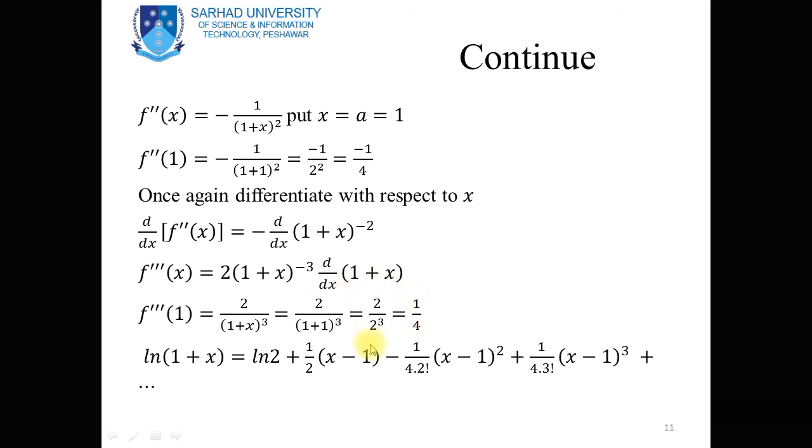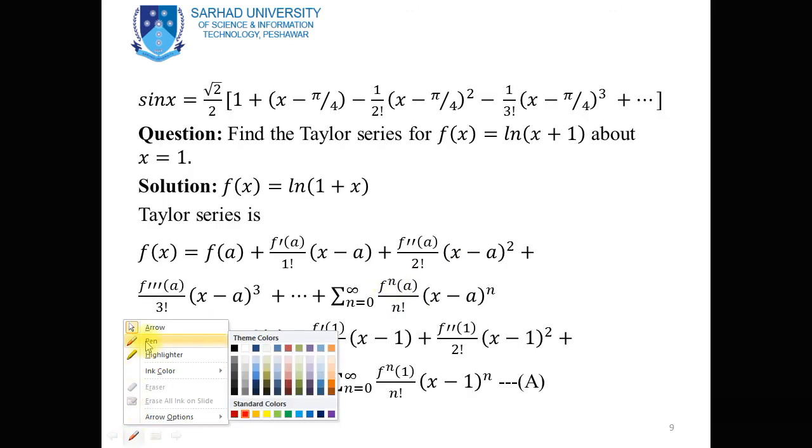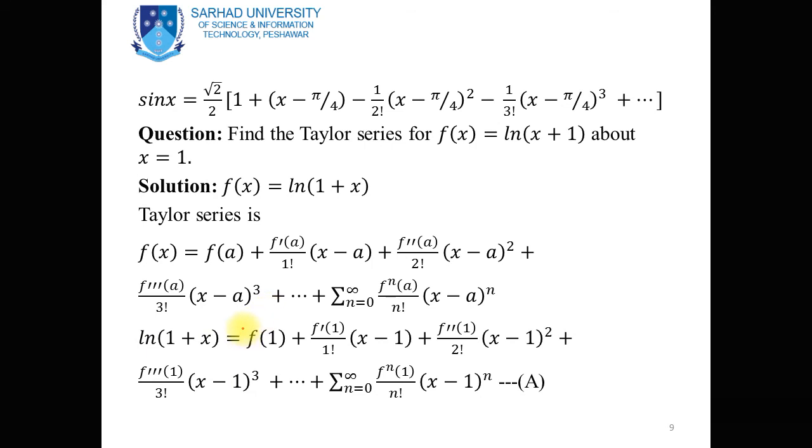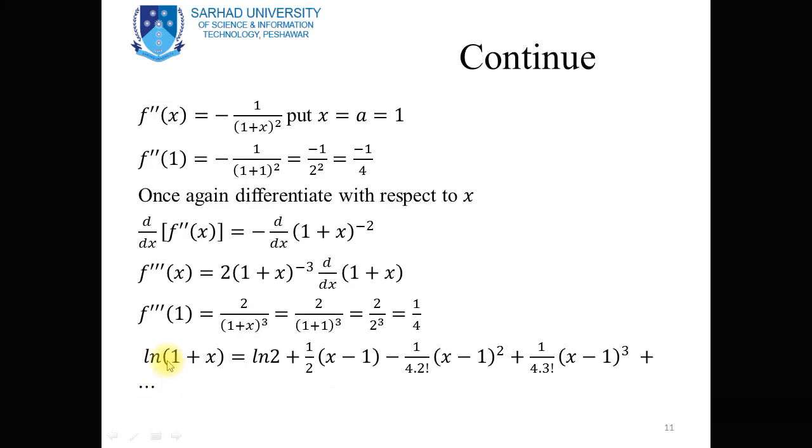Now putting all these results in this Taylor series, you see over here, this is actually the Taylor series. Putting all these terms, dear students, note that putting the value of f of 1, the value of the first order derivative at x equal to 1, the second order derivative value of the function at x equal to 1, and the third order derivative of the function at x equal to 1 in this series, we will obtain the Taylor series of the given function log of (1 + x) is equal to log of 2 plus 1 over 2 into (x minus 1) minus 1 over 4 into 2 factorial.